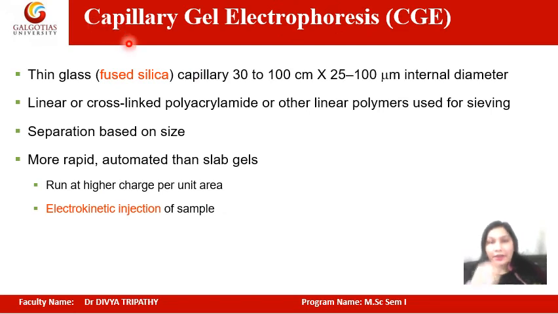In capillary gel electrophoresis, a thin fused silica glass capillary is used with dimensions of 30 to 100 cm by 25 to 100 micrometer internal diameter. Linear or cross-linked polyacrylamide or other linear polymers are used for sieving. Separation is based on size. This technique is more rapid and automated than slab gel and can run at higher charge per unit area. In this technique, we use electrokinetic injection of the sample.